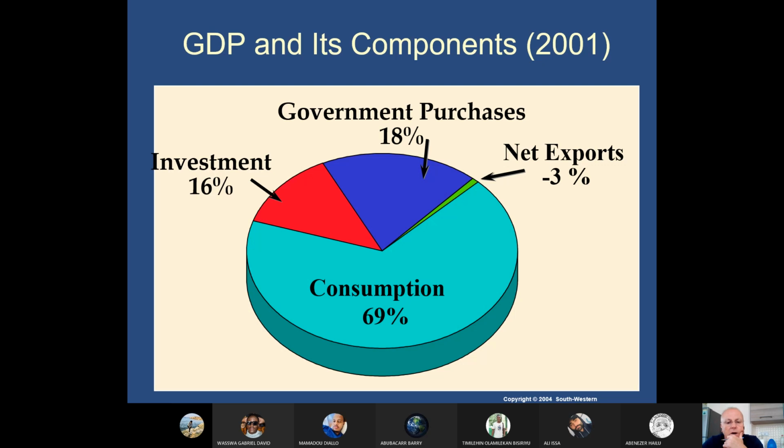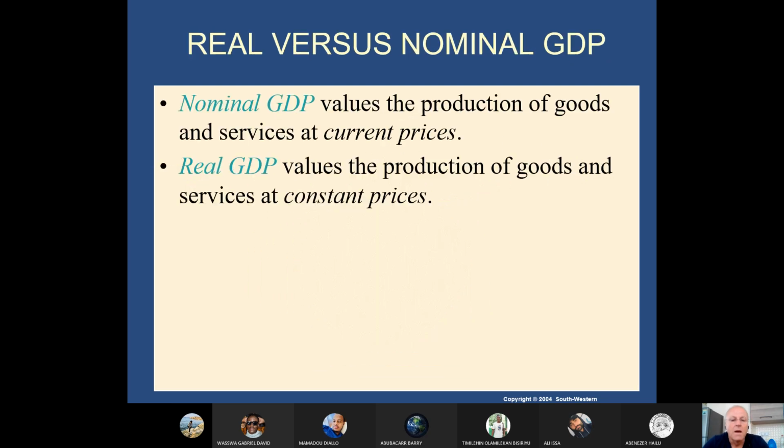And when you get this in a chart, the investment is 16%, consumption, as you are seeing, is always the highest percentage, and the governmental purchase is 18%, and the net export is minus 3, representing the year 2001 in a given GDP. I think this is for the United States. And of course, in other nations, maybe this is realized differently.